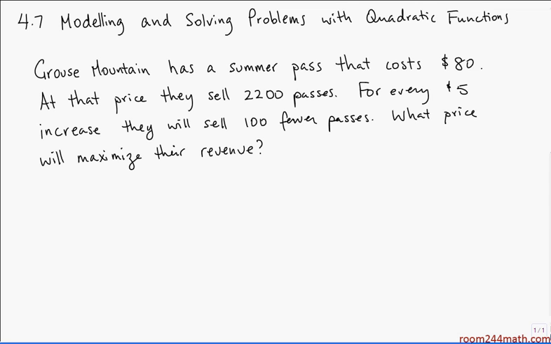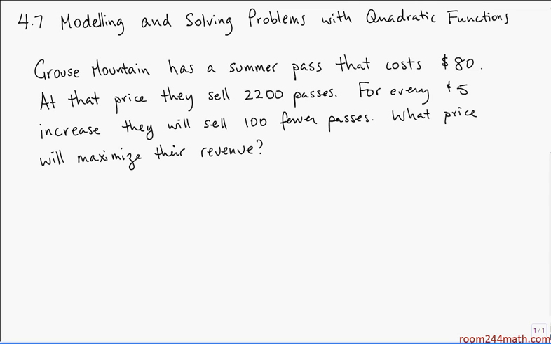problem. And let's say, for instance, that Grouse Mountain has a summer pass that costs $80, and at that price they sell 2,200 passes. And then for every $5 increase, they sell 100 fewer passes. What price will maximize their revenue?